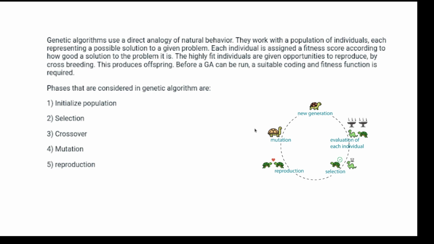Genetic algorithm uses a direct analogy with natural behavior. How in nature we have survived. It is just taking the direct analogy of natural behavior. They work with a population of individuals. Population of individuals means consider a society and there are 10 people. So this is the population of individuals. There are 10 people, 10 individuals, each representing a possible solution to a given problem.